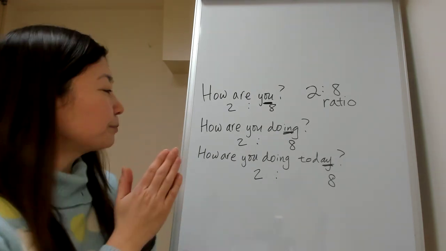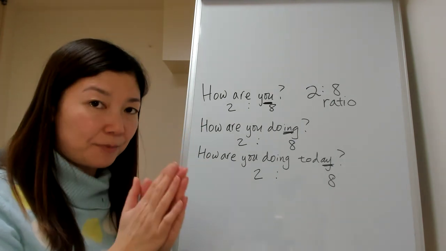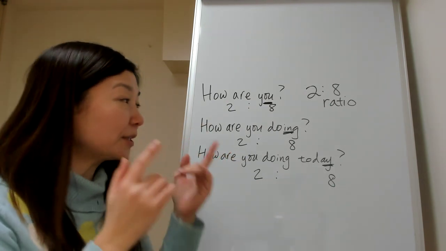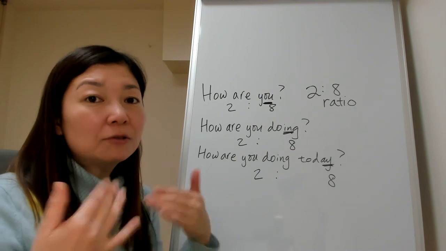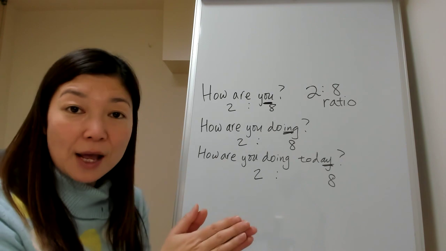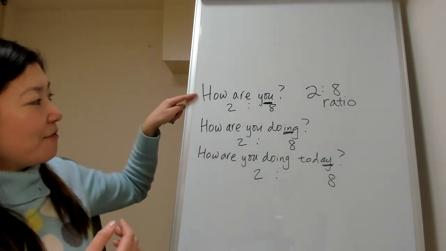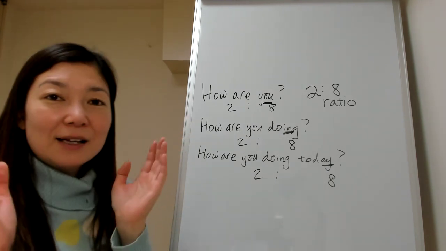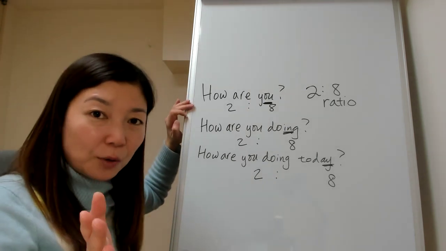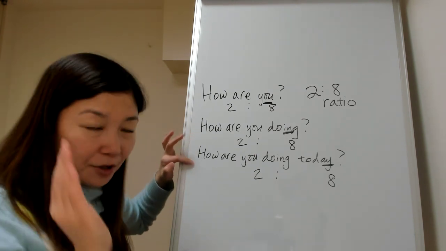And let's use our hands to count the rhythm like this. How are you? You want to get used to the final word being longer. How are you? How are you doing? How are you doing today? And then you realize every single sentence has the same length. You see it? How are you? Same, right? How are you doing? How are you doing today?